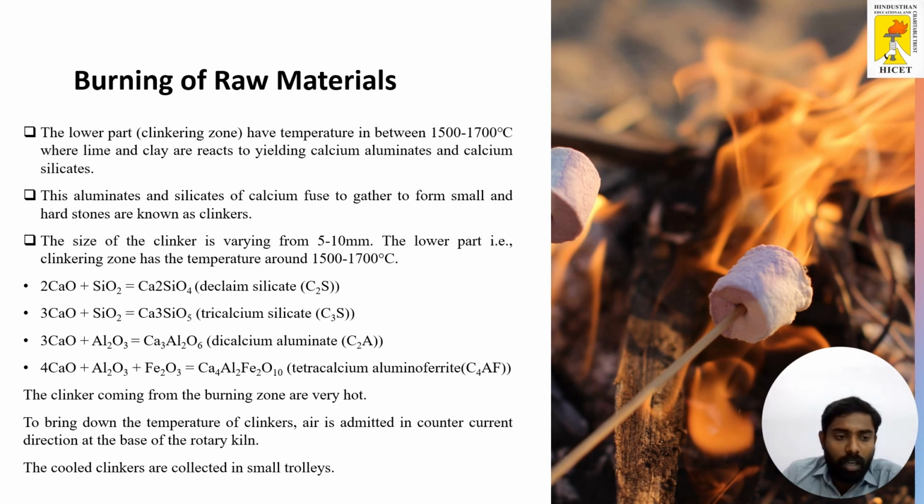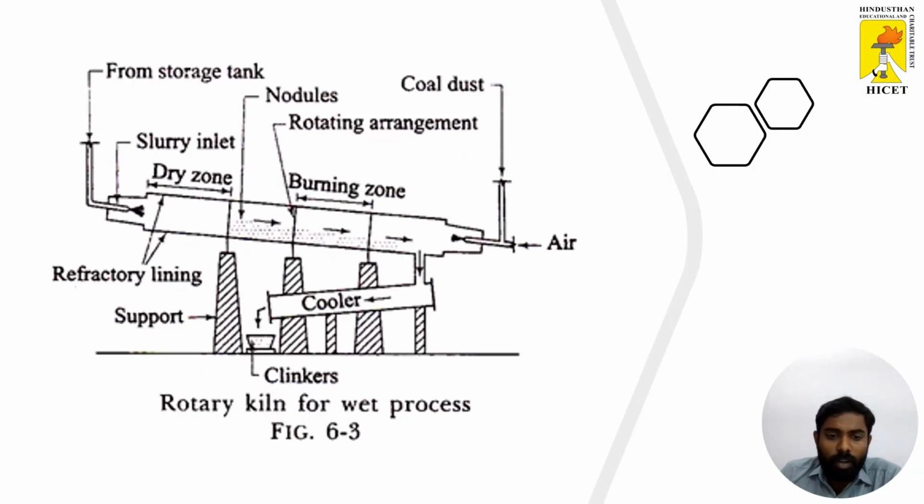The clinker coming from the burning zone is very hot. To bring down the temperature of the clinkers, air is admitted in the counter current direction at the base of the rotary kiln. The cooled clinkers are collected in small trolleys, and this is the rotary kiln process for the wet process. In this diagram, this is the drying zone, and this is the middle zone where noodles are formed, and this is the lower zone where clinkers are formed.